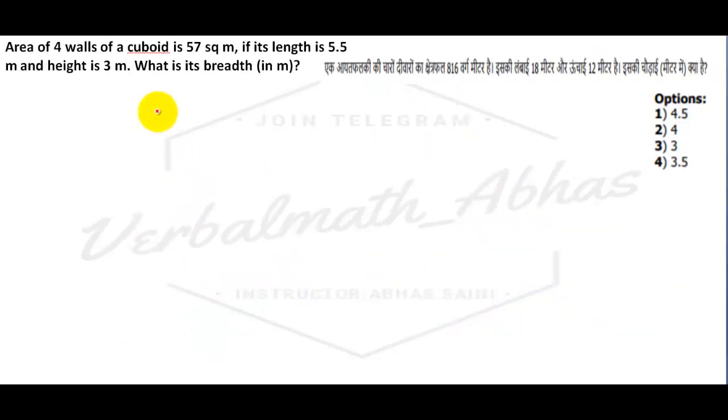Now the third question is also very simple. Area of 4 walls of a cuboid is 57 square meter. It means the area is given, 57 square meter.